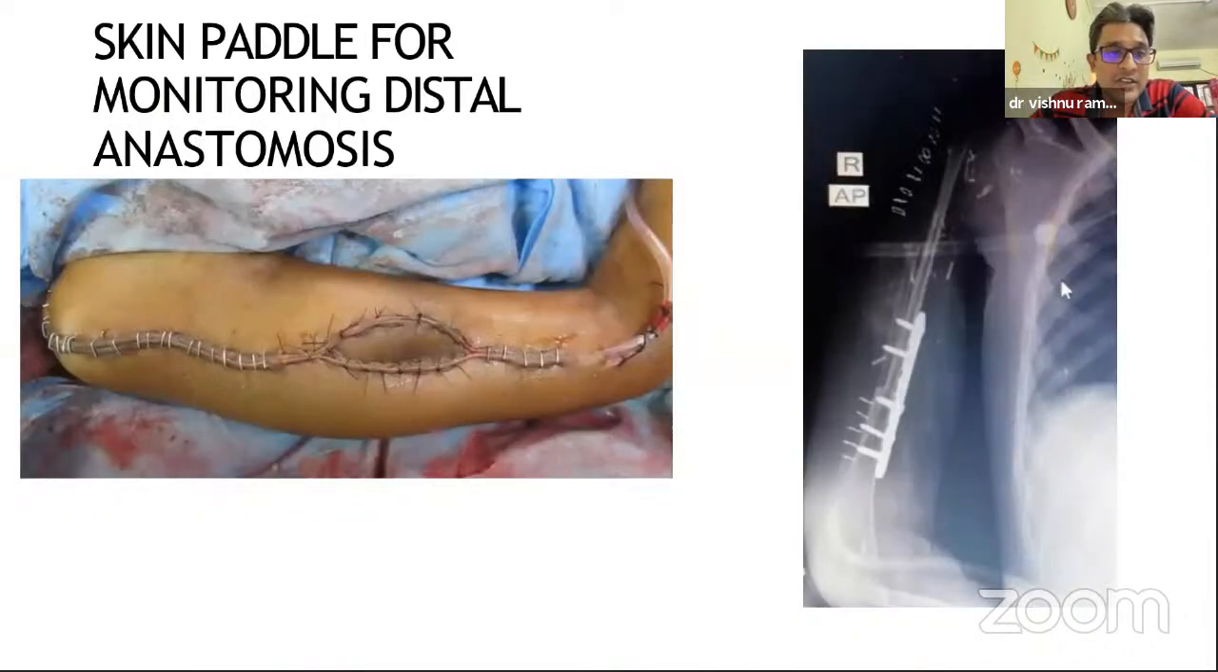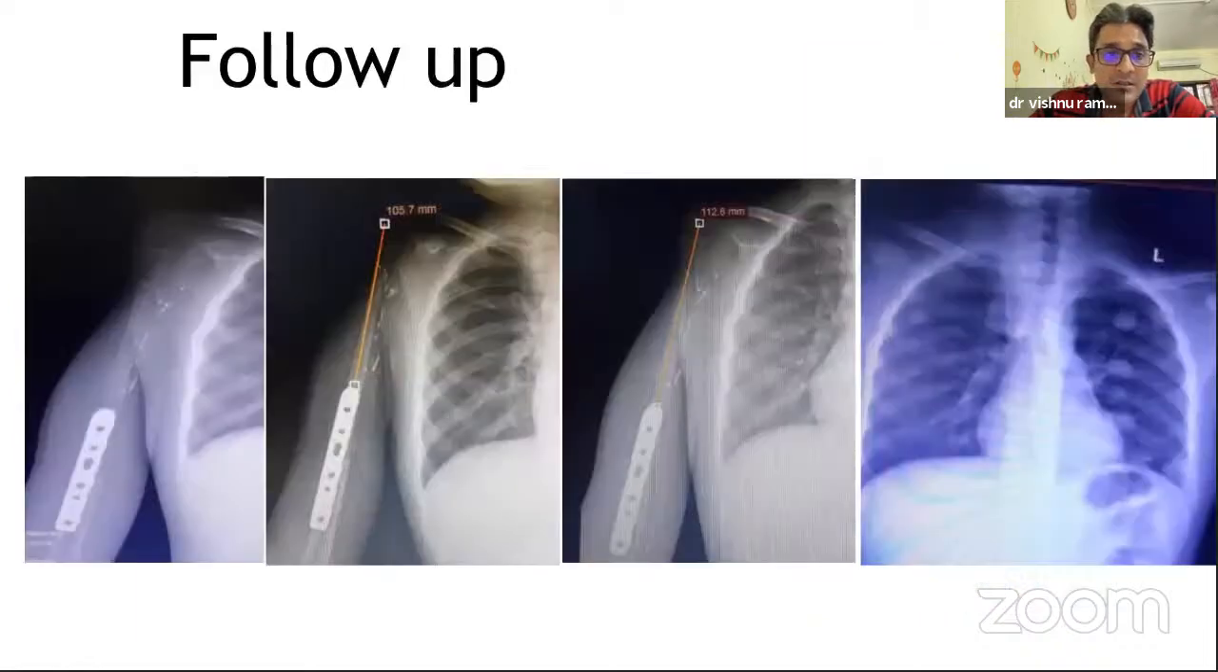Next slide. We used a skin paddle for checking the vascularity of the distal fibula. Here you can see the immediate postoperative X-ray. Next slide, sir. On serial radiographs, we have seen around 1 centimeter of growth in 1.5 years. But unfortunately, at 1.5 years, the patient developed metastasis. But this technique did show that we are able to achieve growth if the epiphyseal vessel is preserved. Next slide, sir.